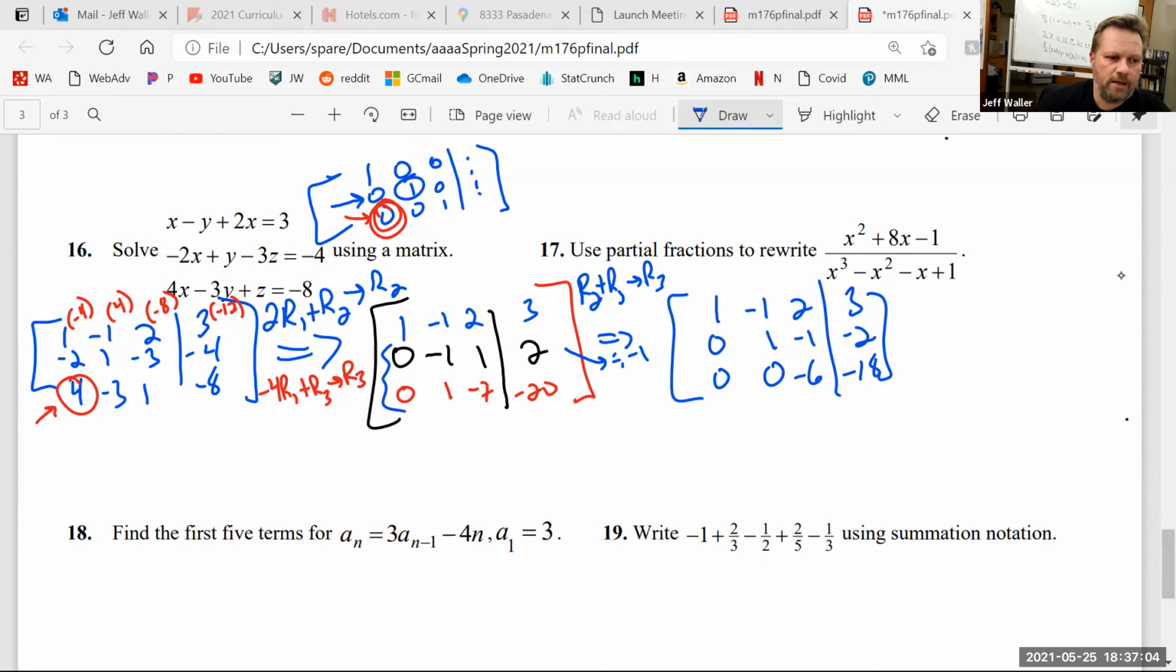So now if I add... I'm writing the matrix more than I have to, but that's okay. So now if I do row 1 plus row 2 and put the answer in row 1, I will get 1, 0, 1, 1, 0, 1, -1, 0, 0, -6.